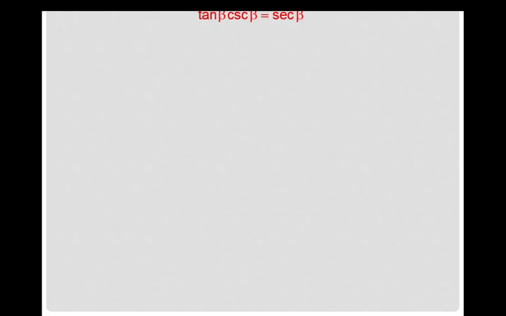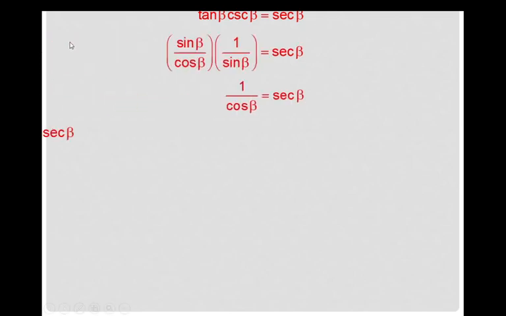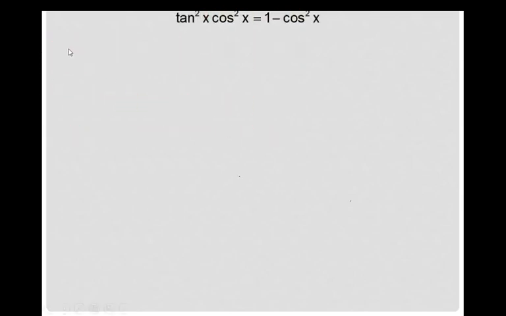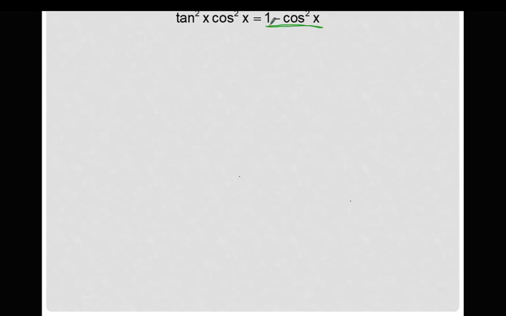All right, so the last one, we've got tangent. Oh, we've done that one. So let's try this one. Tangent squared times cosine squared equals 1 minus cosine squared. Okay. So which side is the more complex side? I would say the left side is the more complex side. So basically, we're going to try to get to here. This is my answer. So I'm going to start by looking at what I've got here. So I'm going to change one thing at a time.